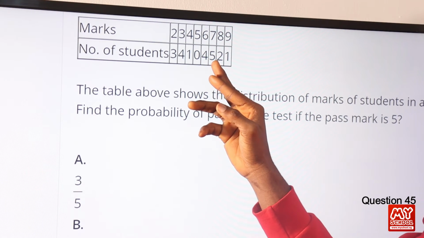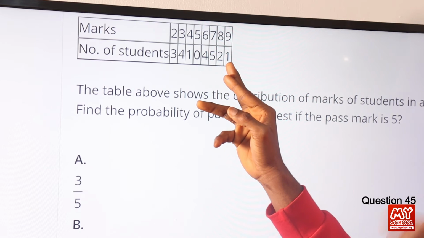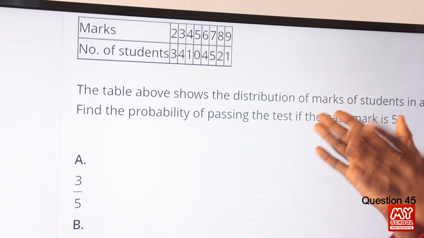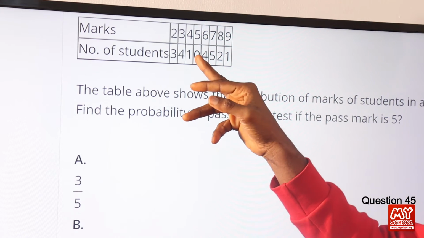Plus 5, that is 9, plus 2, 11, plus 1, that is 12. So we can see that 12 students actually passed, since we are putting the pass mark at 5.